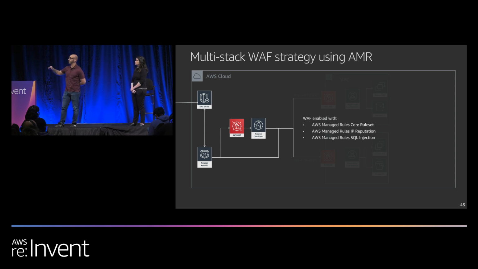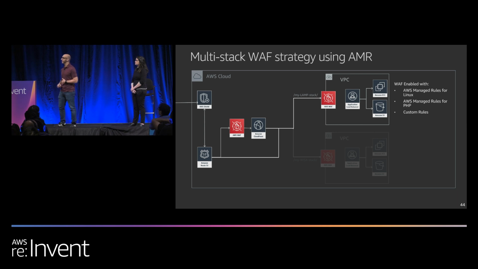And so what we're going to do is apply our core rule set there. We're going to apply the AWS managed rule for IP reputation and SQL injection, because both of these are using some sort of SQL under the covers within the stack. And so that's our generic, generalized protections that we're providing to all of the applications within our stack.